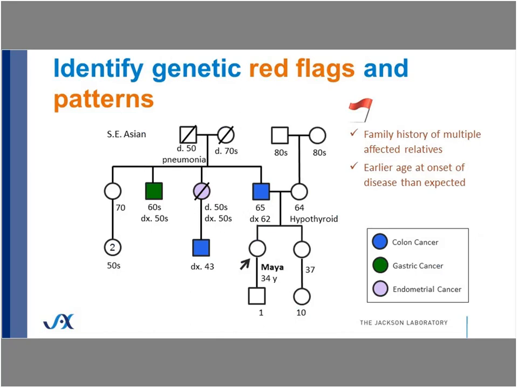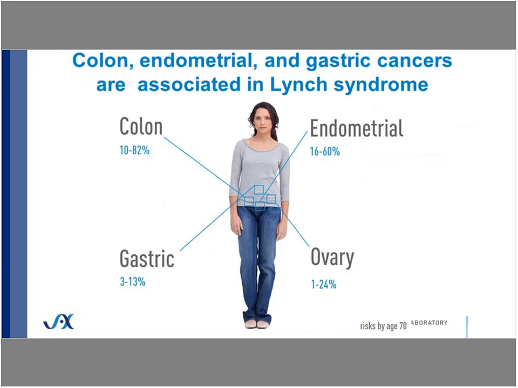And this could be looking for an inheritance pattern, or could be saying, are there any cancers that are associated together? So we see these two colon cancers, which obviously are maybe associated, and then we look at the colon cancers and the endometrial and the gastric and ask, could these be related? And the answer is yes. In fact, colon, endometrial, and gastric cancers can be associated together in Lynch syndrome, which can confer a high risk of these cancers as well as others.